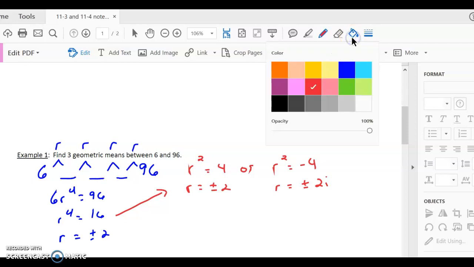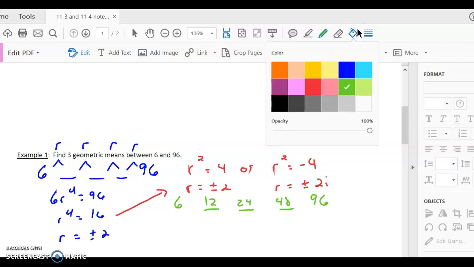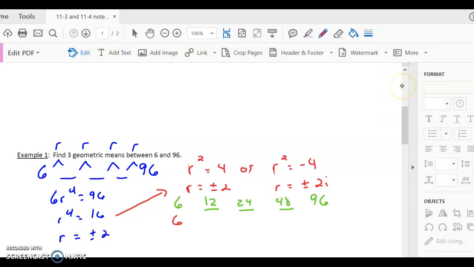So when we think about what are all the answers here, if we started off with 6 and we multiplied by 2, we would get 12, 24, 48, and then the 96. However, if we started off with 6 and we multiplied by negative 2, we would get negative 12. Multiplying by negative 2, we'd get 24. Multiplying by negative 2, we'd get negative 48, and then we would get 96.